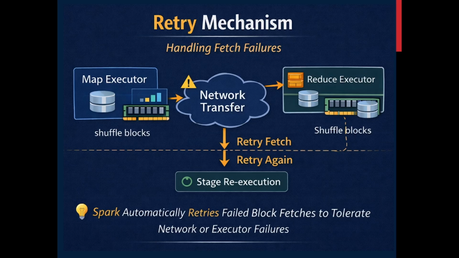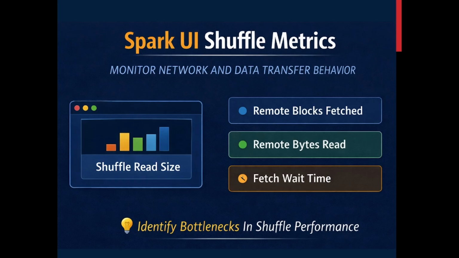So how do we detect these issues? Using Spark UI. Key metrics: remote blocks fetched, remote bytes read, fetch wait time. Fetch wait time is the most important. If it's high, your job is waiting on the network.